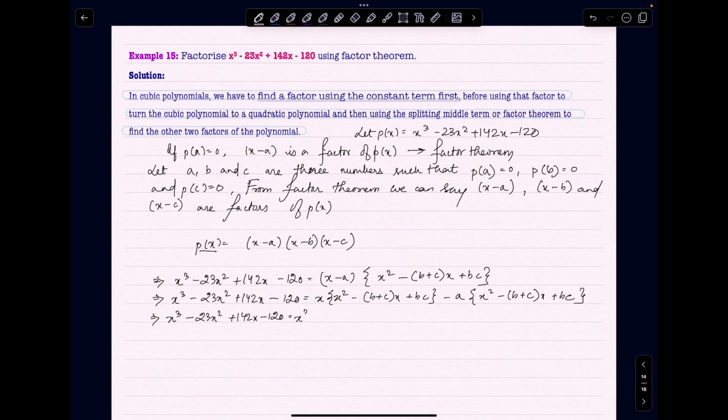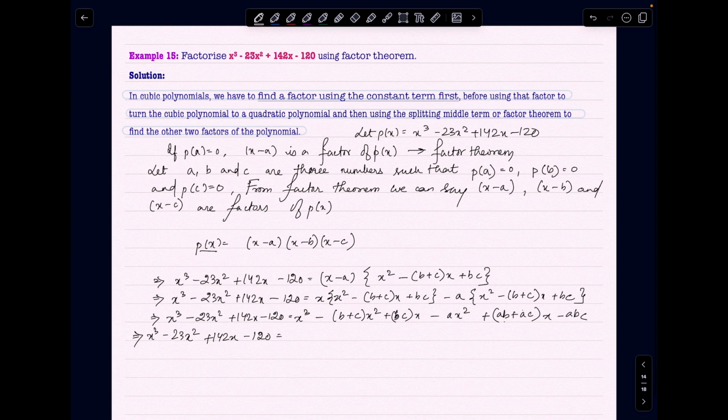So this is x cube minus 23x square plus 142x minus 120, which equals, again, x cube. This is what? Minus B plus C x square. x into B plus C x is B plus C x square. Then this is BC into x. Then again this is minus A x square. This is minus into minus is plus, AB plus AC, x I am writing, and this is minus ABC. Again if you solve, x cube minus 23x square plus 142x minus 120 equals this expanded form.